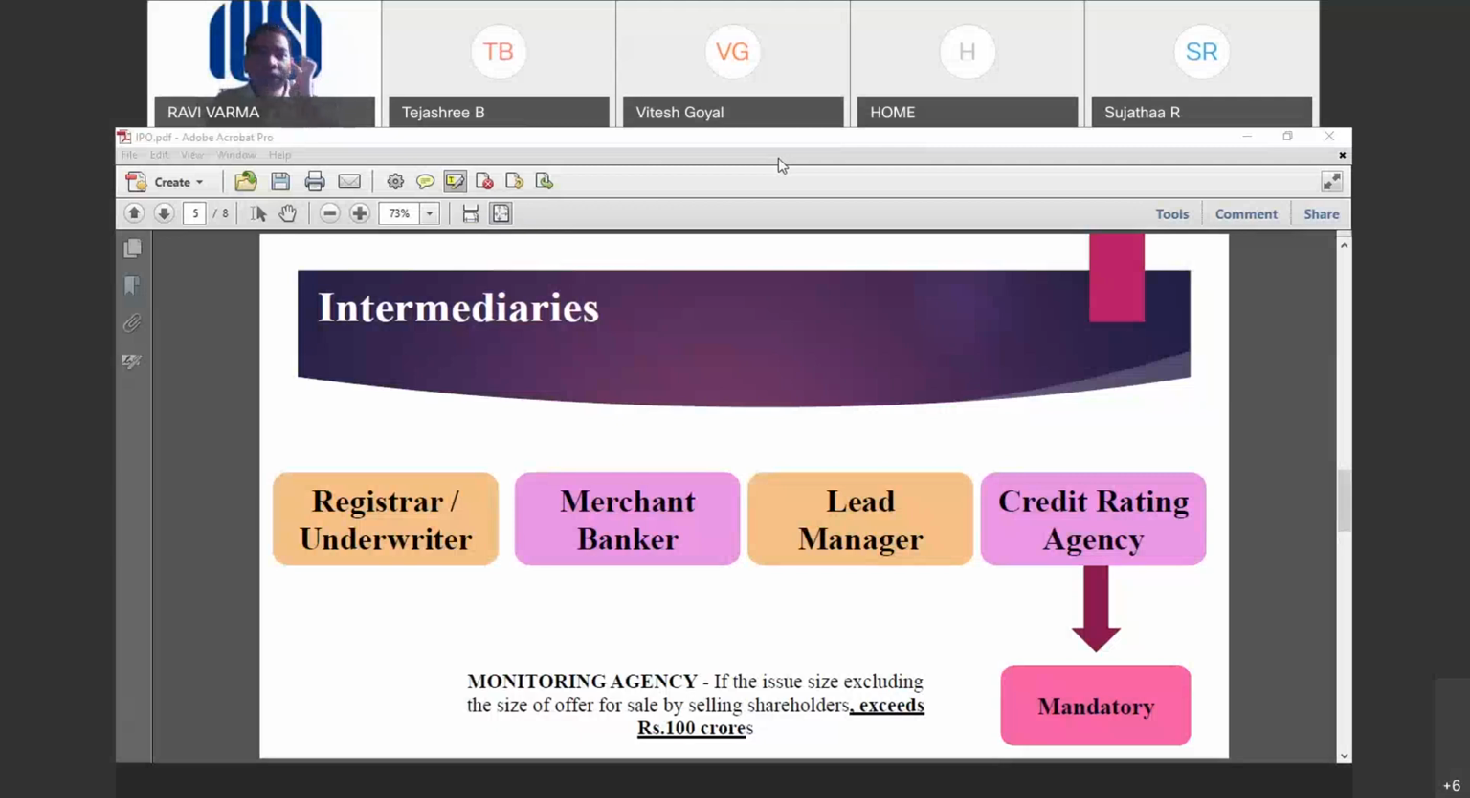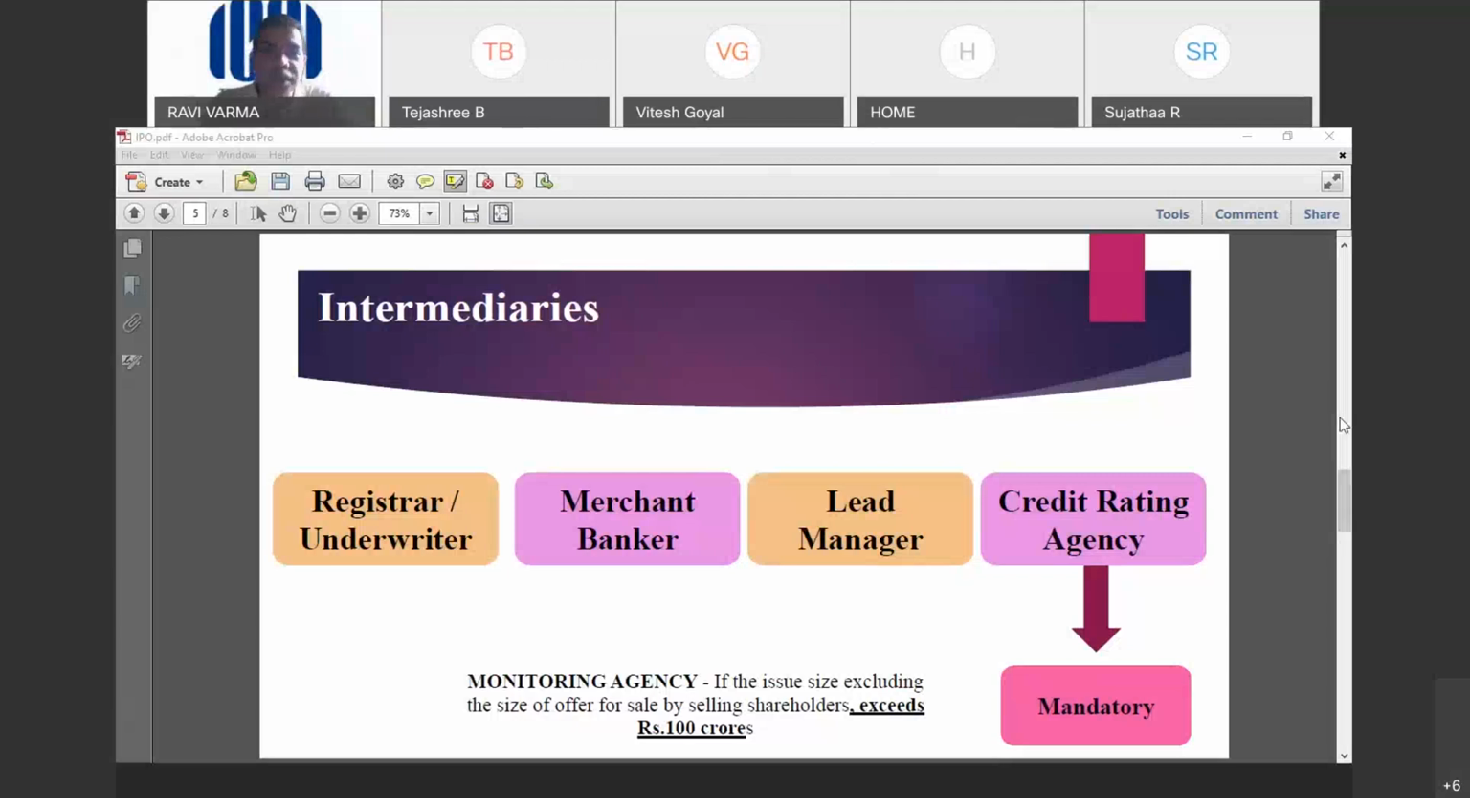Right. And the last but not the least, at the end of the screen, you can see the monitoring agency. If your issue size is more than 100 crore, the law says you need to appoint a monitoring agency. Why? Because in an IPO, when I go to the public and ask for funds, I tell them this is my project, I will invest in this project and make money. So whatever disclosure I have given for the utilization of funds, I should utilize the funds for that. It should not be like taking 100 crore and using it however I like. It may happen, isn't it?